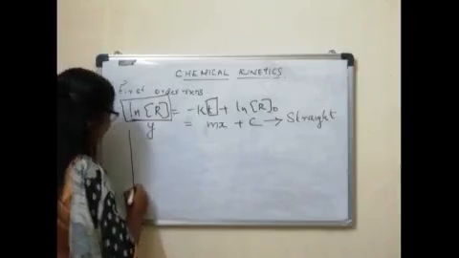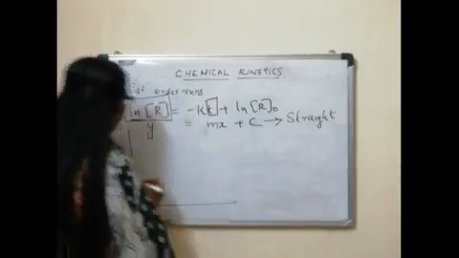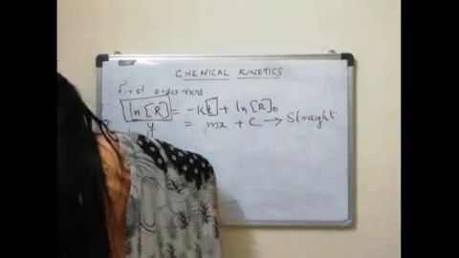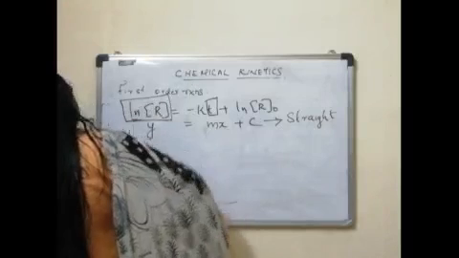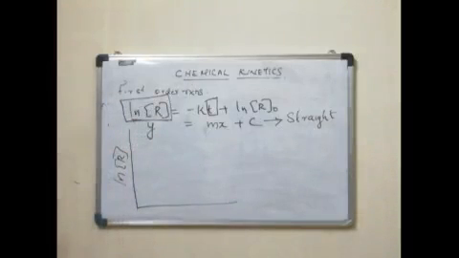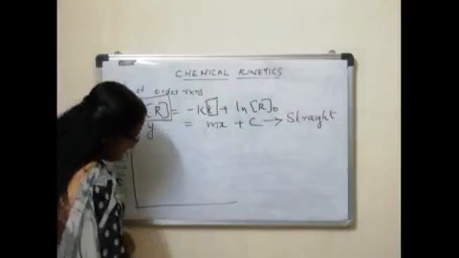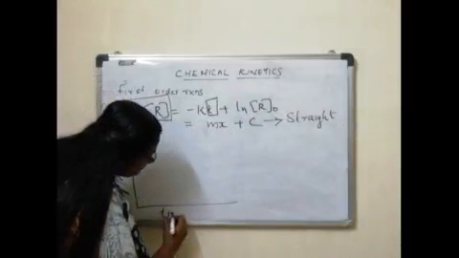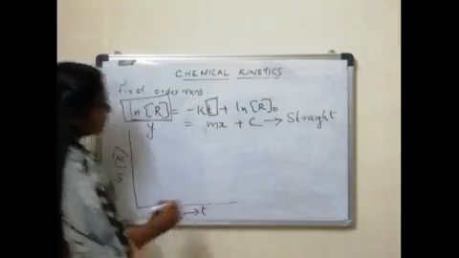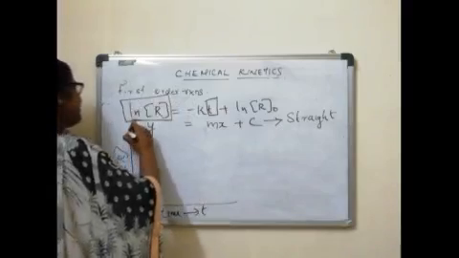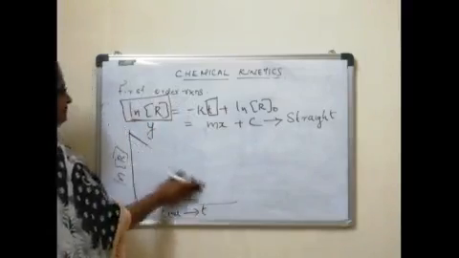suppose we are drawing a graph by taking ln R on the y-axis. Very important, mostly this graph will be given and you are asked to write the order of the reaction. ln R against time t on the x-axis. You will get a straight line having negative slope. That is, the straight line will be like this.